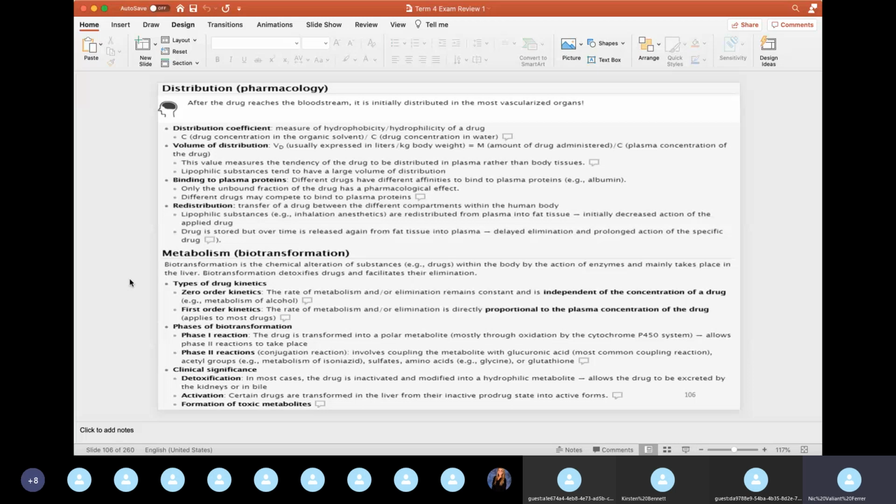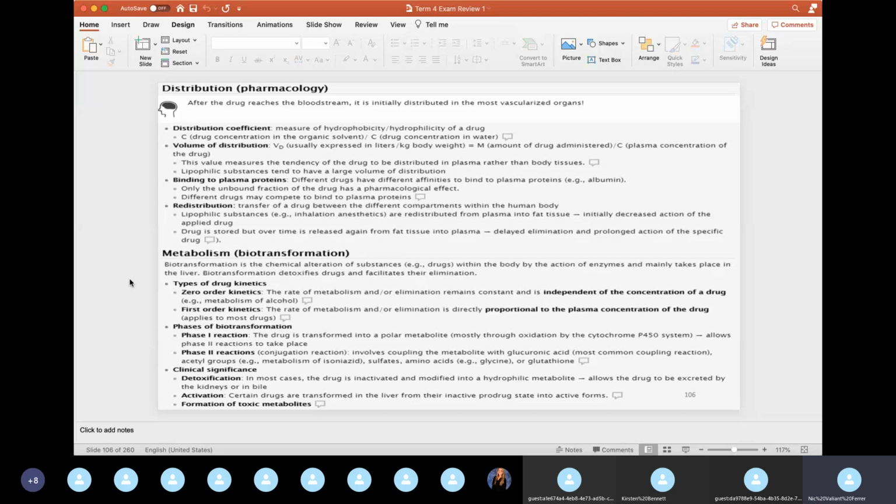What's the significance of this, of biotransformation? Detox, right? So the drug is inactivated and modified into a hydrophilic metabolite and allows the drug to be excreted in the kidneys or in bile. For example, if I have an overdose of aspirin, how am I going to excrete that drug? It is excreted via renal, right? So what are you going to give me? If it's aspirin, what are you going to give me? So that I can excrete the drug renally via urine. Bicarb. Excellent. Your sodium bicarb.